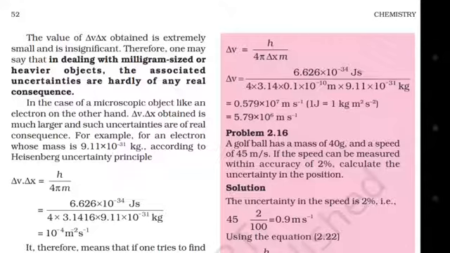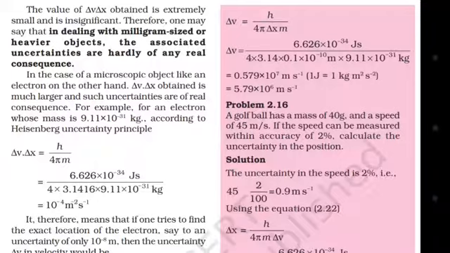Delta V is equal to 6.626 into 10 to the power minus 34 joule second by 4 into 3.14 into 0.1 into 10 to the power minus 10 meter into 9.11 into 10 to the power minus 31 kg, which is equal to 0.579 into 10 to the power 7 meter per second. In brackets, 1 joule is equal to 1 kg meter square per second square. And now the next step: it is equal to 5.79 into 10 to the power 6 meter per second. This will be the speed.